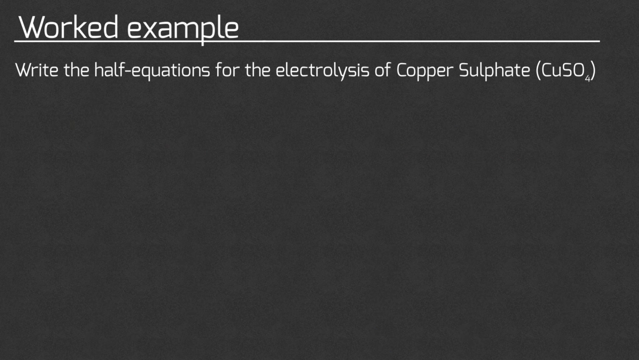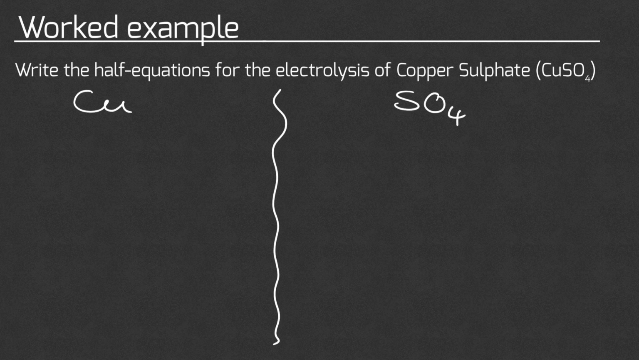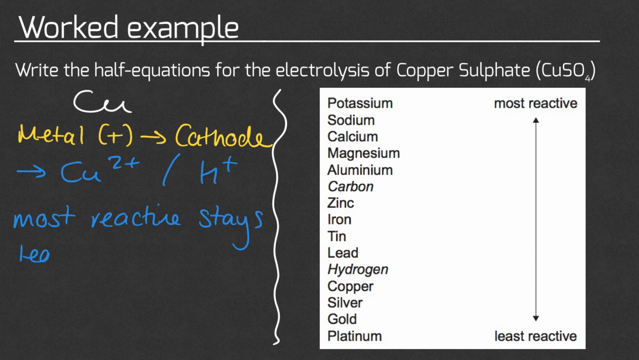So let's look at one more worked example. This time, we're writing the half equations for electrolysis of copper sulfate. The first step is we look at each half separately, the metal half and the non-metal half. The copper is the metal, so this happens at the cathode. We then compare the reactivities, so what is more reactive, the copper or the hydrogen? Well, as we can see, the hydrogen is more reactive than the copper, therefore the hydrogen stays in solution, and we're going to produce the copper.